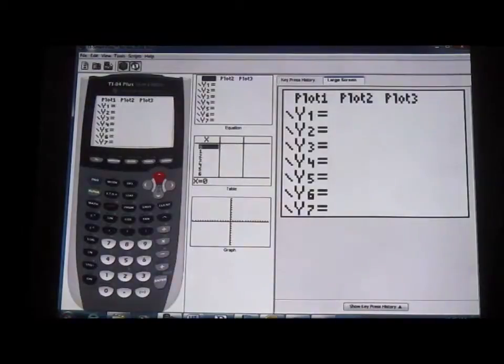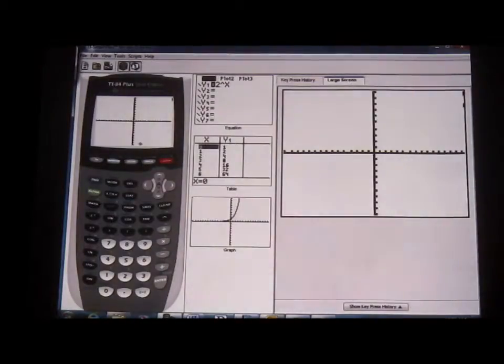First, go to your y equals screen and type in y equals 2 raised to the x power in the y1 area. Also graph y equals x in y2. Hit graph. If your screen does not look like mine, press zoom standard, then press zoom square.